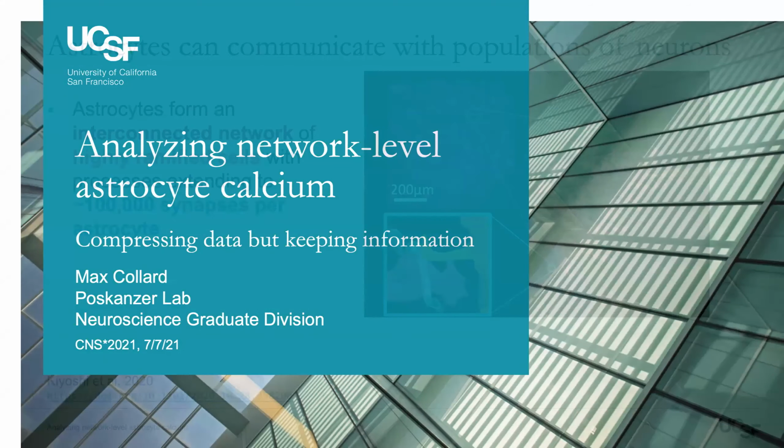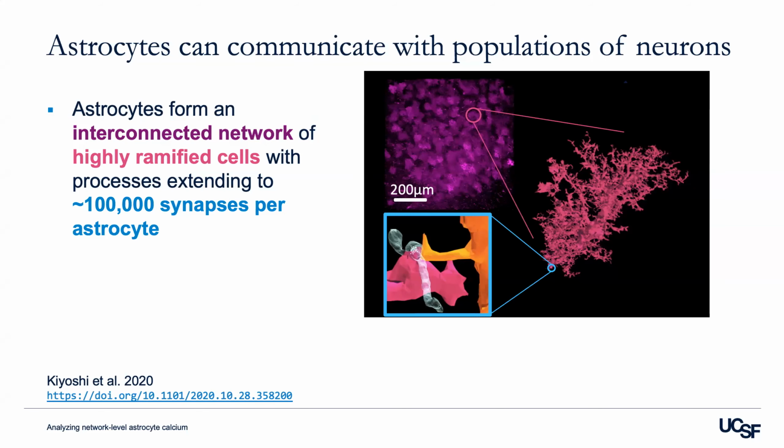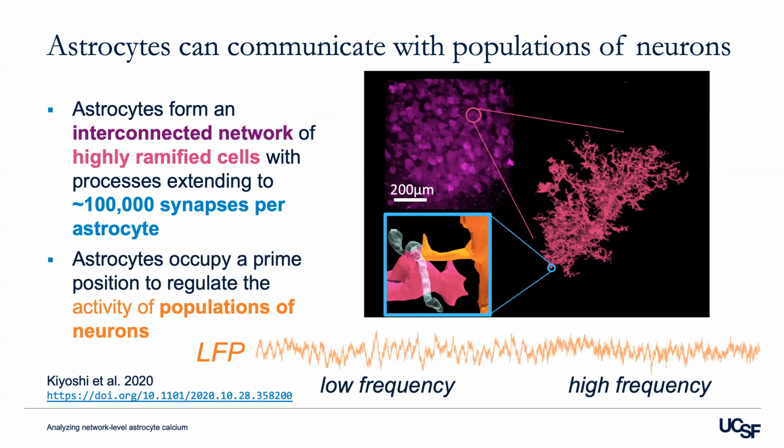So just to motivate the discussion a little bit, I think this has been reiterated many times, but astrocytes form an interconnected network of highly ramified cells that extend processes out to tens of thousands of synapses per individual astrocyte. And this sort of real estate that astrocytes occupy inside of the nervous system really gives them a prime position to be able to regulate the activity of large populations of neurons.